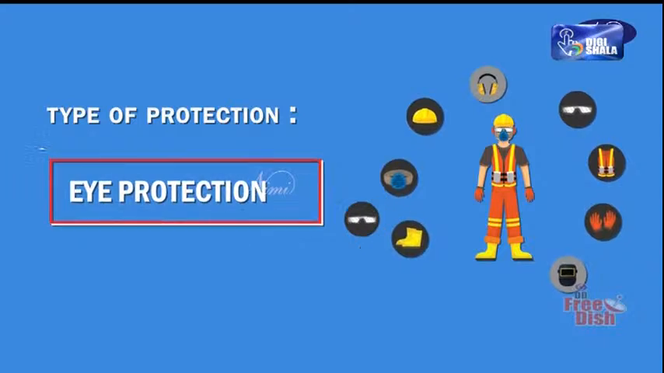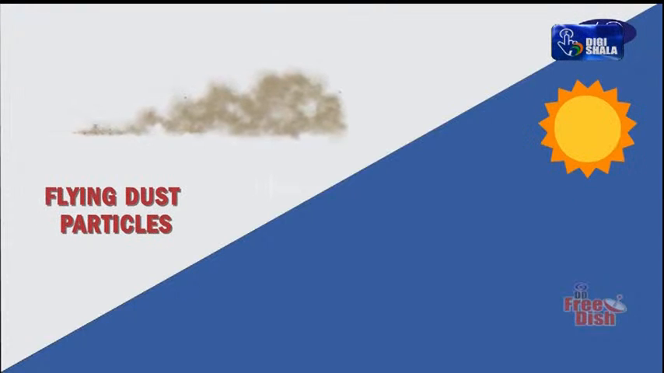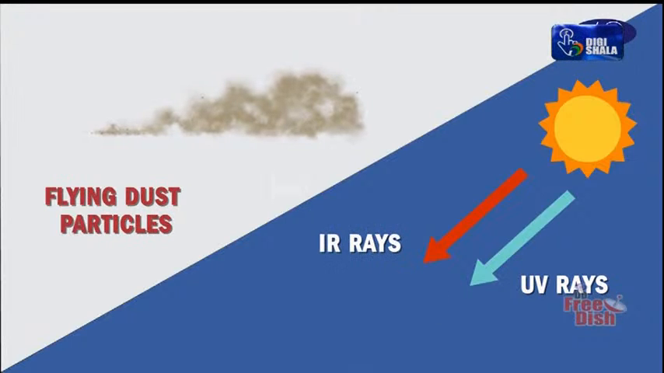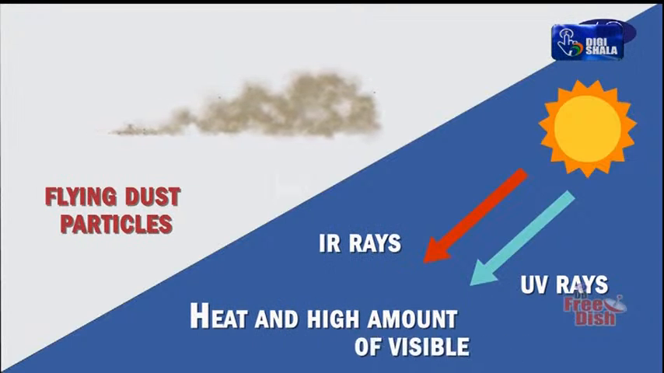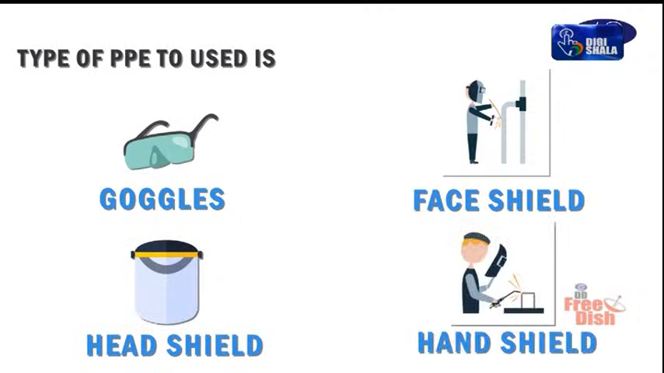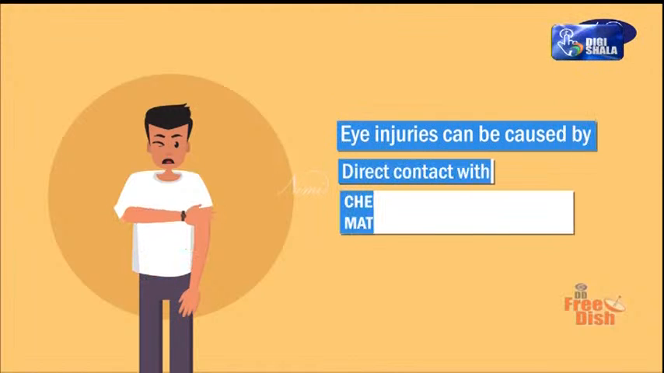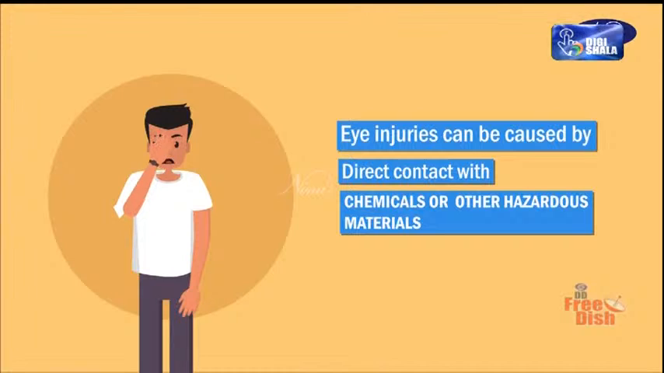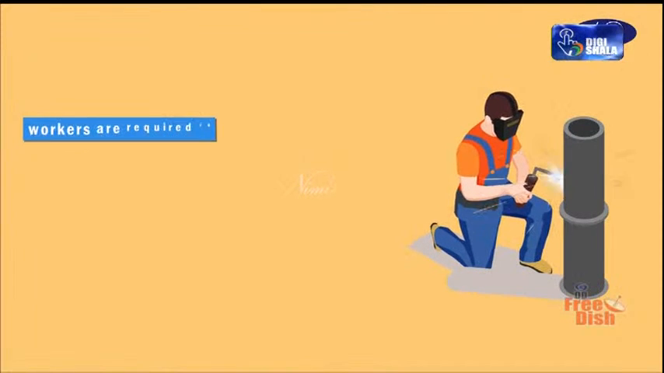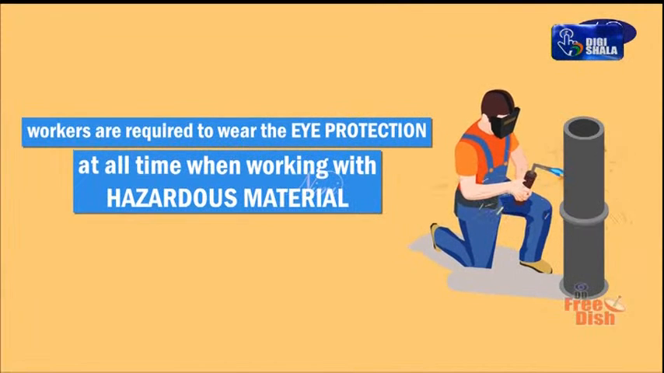Next type of protection is eye protection. The main hazards are flying dust particles, UV rays or IR rays, heat and high amounts of visible radiation. The PPE to be used is goggles, face shield, head shield or hand shield. Eye injuries can be caused by direct contact with chemicals or other hazardous materials. Workers are required to wear eye protection at all times when working with hazardous materials.